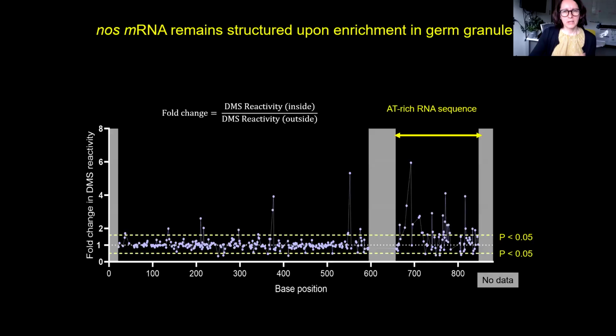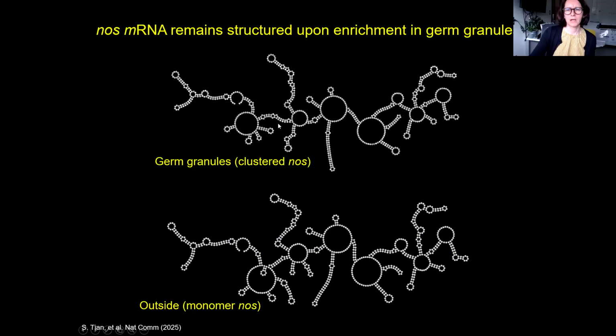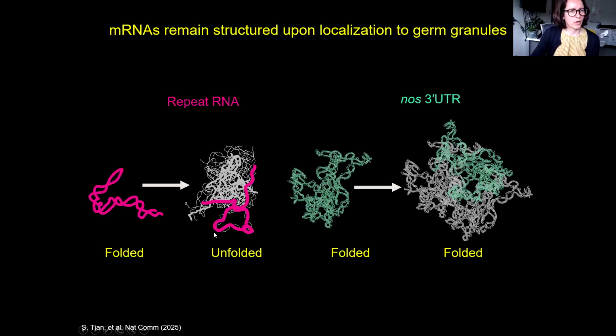We then looked at the reactivity of the RNA inside and outside of granules. So we calculated the fold change, and you can see that there's not much change in the reactivity. So the RNAs are not massively unwinding or changing upon their localization. In fact, this is how the RNA looks like within the granules when it's clustered. So it's not a lot different. So this model of clustering is very different from repeat RNAs, which when they cluster, they're unfolding. We're finding that RNAs that are localizing to germ granules in Drosophila remain structured and remain folded.